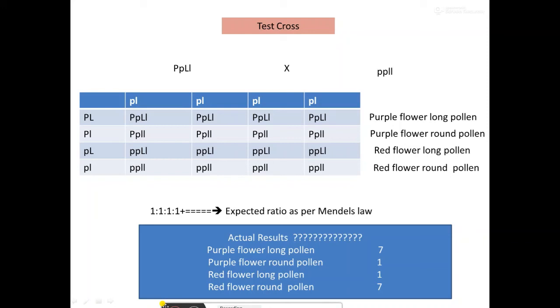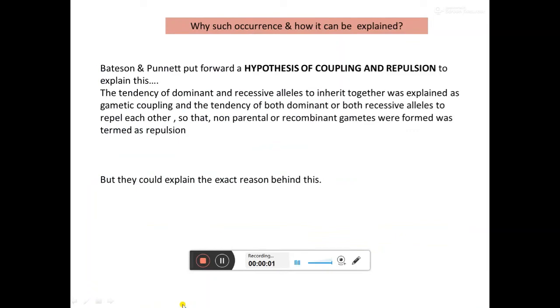So they were thinking, what was the exact reason behind this? We'll explore that. Why did such an occurrence happen and how can it be explained? Bateson and Punnett then put forward a hypothesis of coupling and repulsion to explain this. They said that the tendency of the dominant and recessive alleles to inherit together was gametic coupling, and the tendency of the dominant and recessive alleles to repel each other, so that the non-parental or recombinant gametes were formed, was termed repulsion.